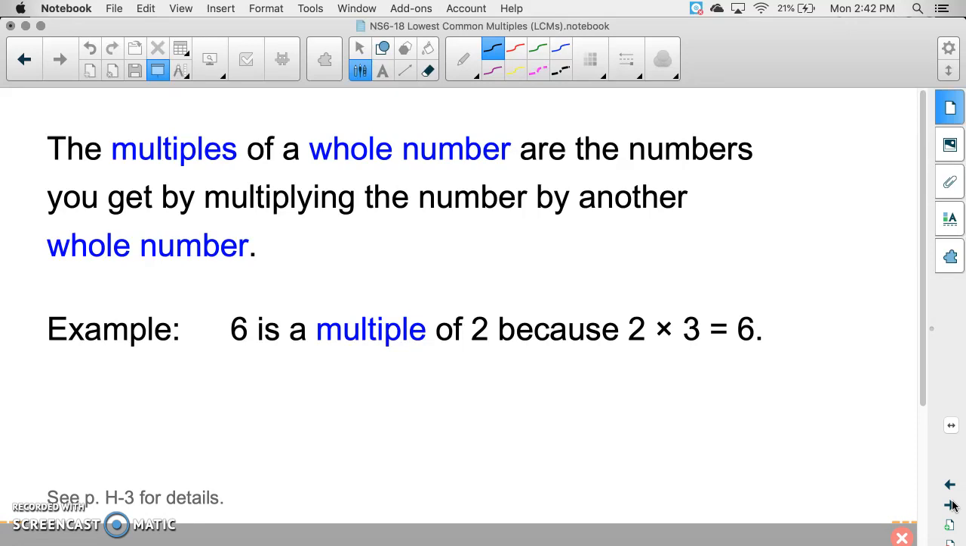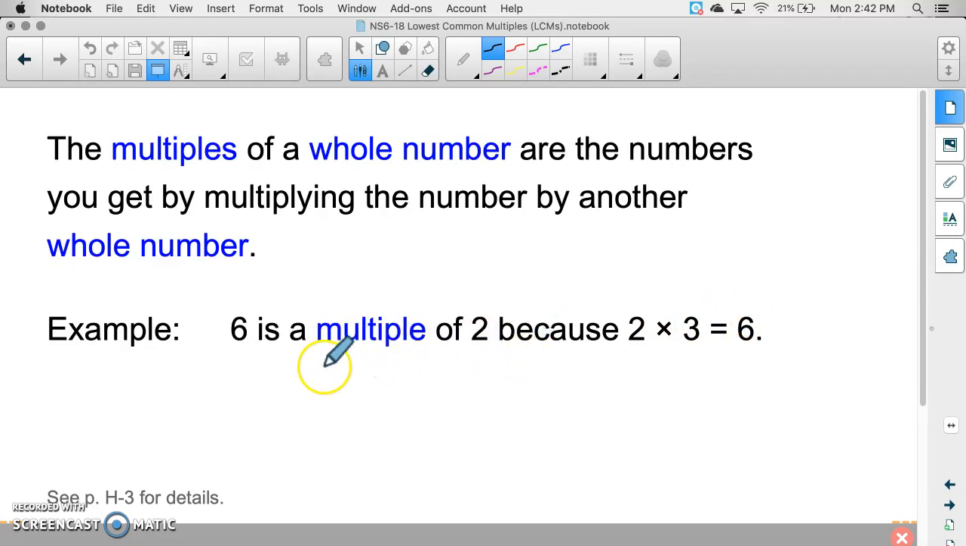So the multiples of a whole number are the numbers you get by multiplying the number by another whole number. So for example, 6 is a multiple of 2 because we can multiply 2 times 3, which equals 6.